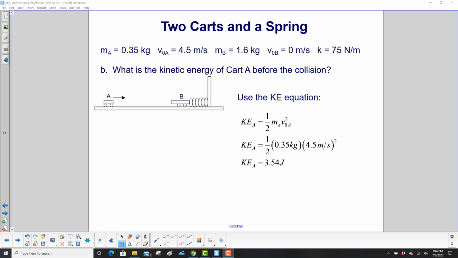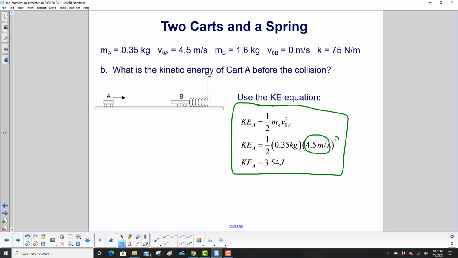Find the kinetic energy of Cart A before the collision. So now we use the kinetic energy equation, plug in the mass of Cart A, and then the velocity that we found on the previous slide. And remember, it's 1/2 mv squared. Make sure you square the velocity, and you get 3.54 joules.